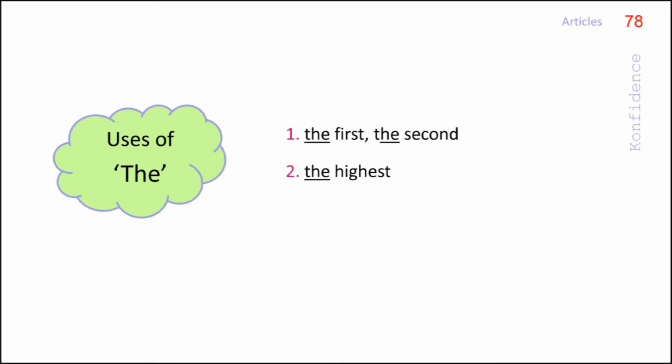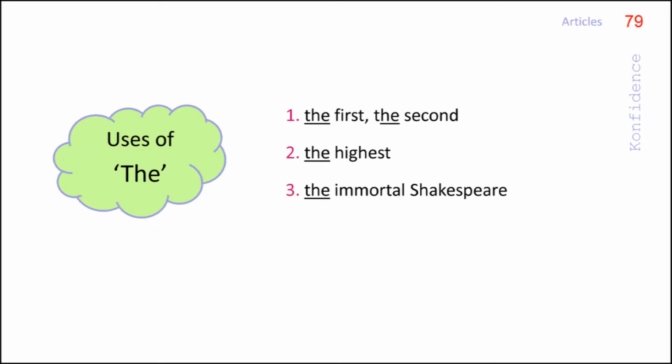Example 2 shows that "the" is necessary before superlatives. It must be placed before a proper noun when it is qualified by an adjective or by a phrase. Look at example 3, the immortal Shakespeare. Here, Shakespeare is a proper noun. This noun is qualified by the adjective immortal. So, "the" is placed before immortal.